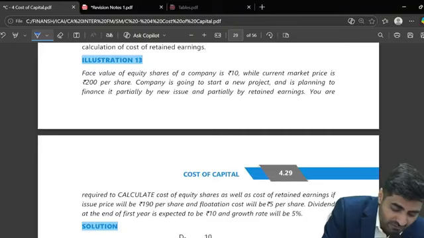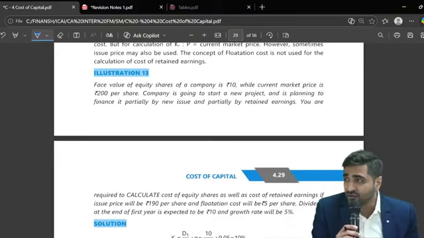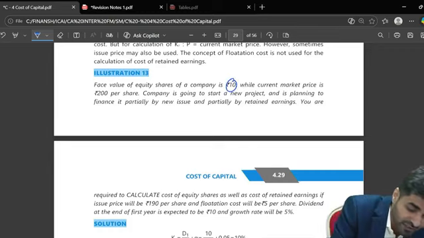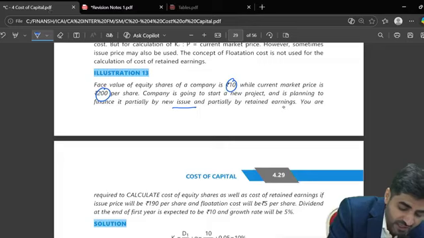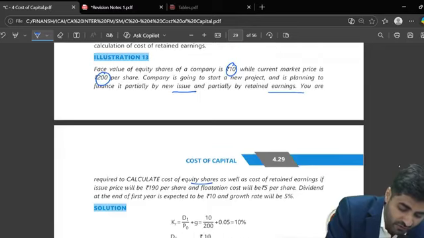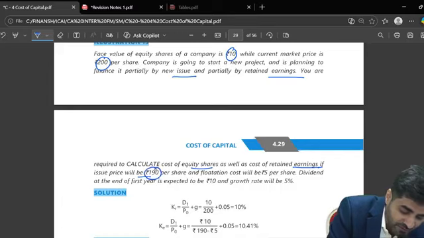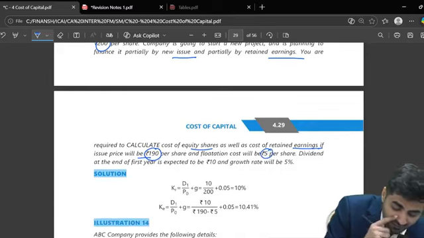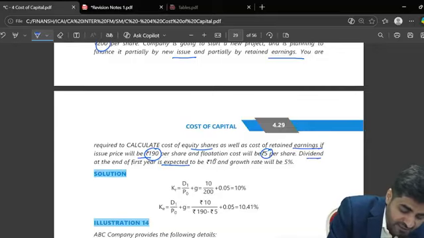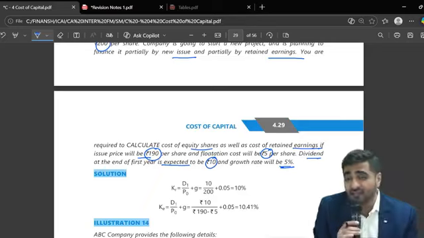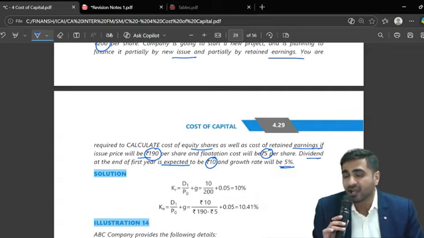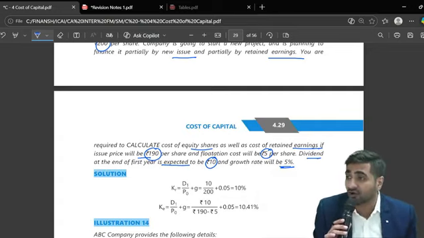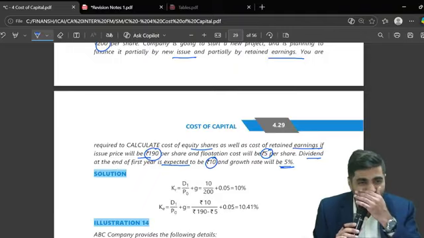And now I want you all to come to illustration 13. Face value of the share of the company is 10 rupees when the current market price is 200. Company is going to start with a new project and is planning to partially issue new shares and partially by retained earnings. You are required to calculate cost of equity and cost of retained earnings if the issue price will be 190 and the flotation cost will be 5 and the dividend at the end of the first year is expected to be 10 and the growth rate is 5%. Now whenever they give you dividend at the end of year 1 is nothing but 10 rupees, my first simple question to you is, do we have to add growth rate to the dividends or already D1 is given? Already D1 is given to you. Come on, yes or no?